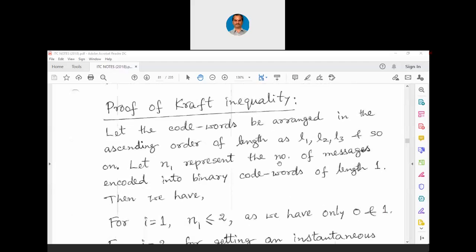Let us try to prove this Kraft inequality in a simple fashion. Let the code words be arranged in ascending order of length as L1, L2, L3 and so on. Let N1 represent the number of messages encoded into binary code words of length 1. So obviously we have, for i equals 1, N1 is less than or equal to 2, as we have only 0 and 1.